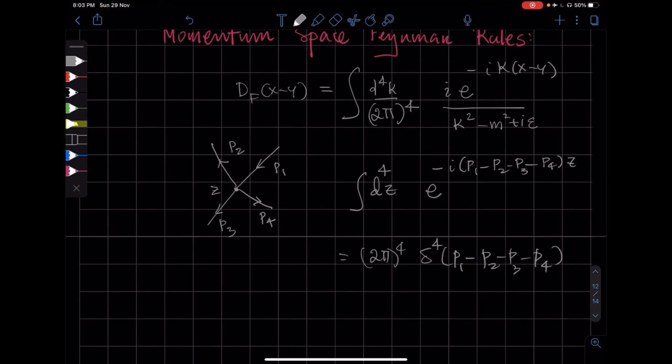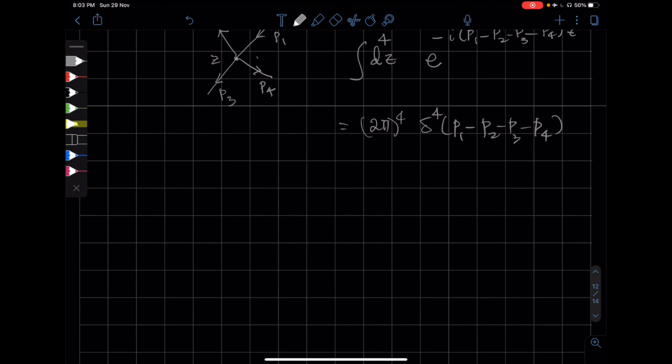Now, we recognize this as nothing but the conservation of 4-momentum, that is the conservation of energy and momentum at the vertex z. So thus we get the result that at each vertex in the position space Feynman rules, we have to conserve 4-momentum. So with this observation, let us write down the Feynman rules for momentum space.